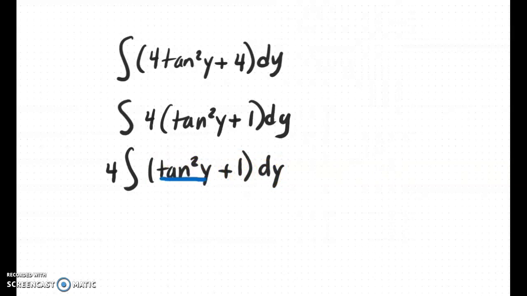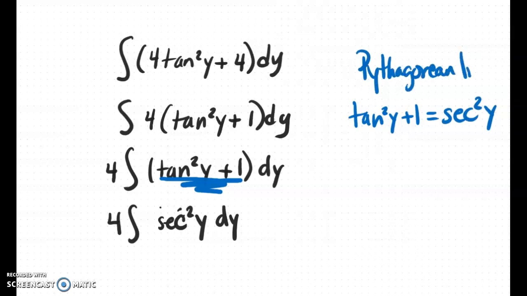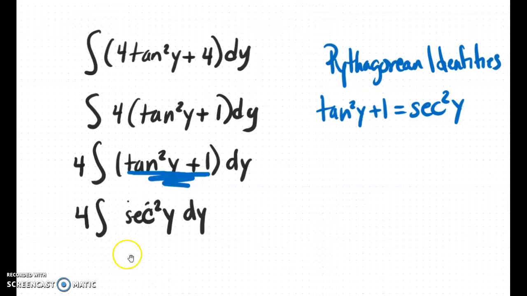this right here. I can replace it, it is the same as secant squared. So I can rewrite that like that. And I'm just going to write this over to the side here. Tangent squared y plus 1 is equal to secant squared y, and that again is called the Pythagorean identity. And now that I was able to rewrite it like that, now I can integrate this.